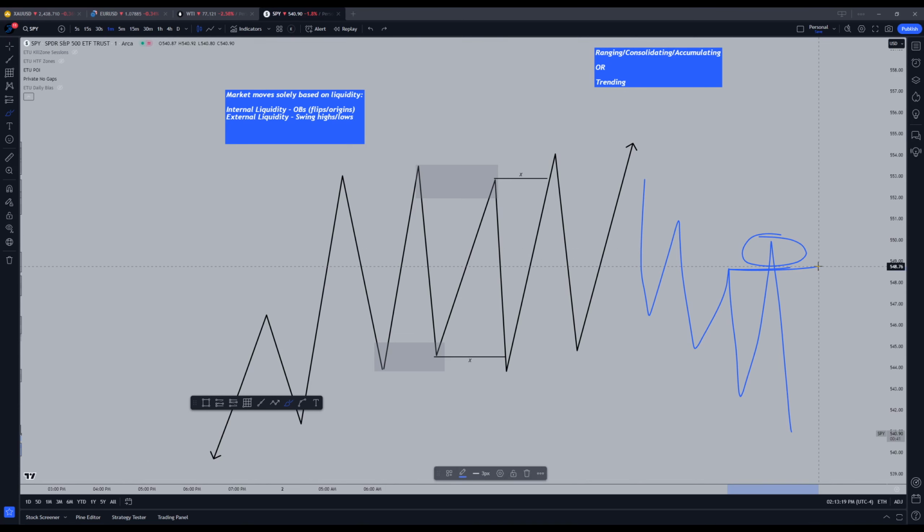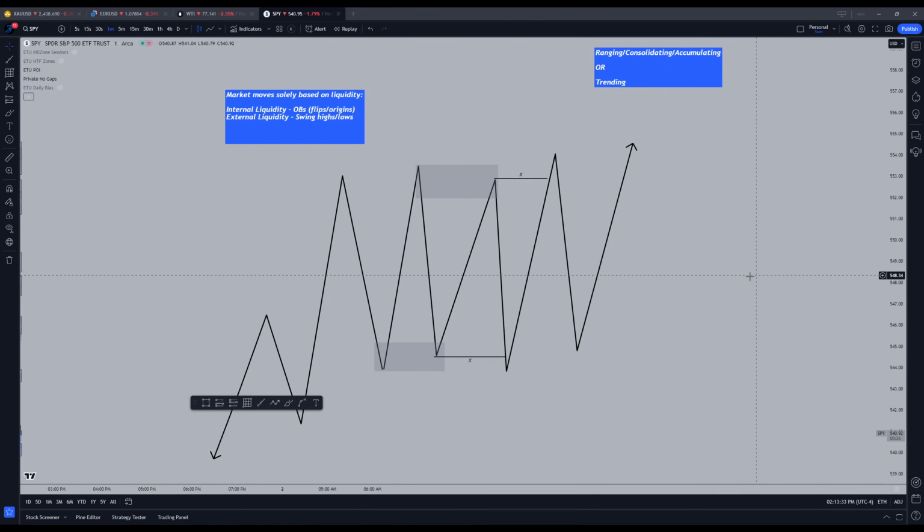So we mark fake break structures or change of characters, you guys know, as sweeps. This is a sweep and we're expecting the low to get taken out. So all sweeps, liquidity sweeps, is fuel to go in the other direction. That's all it is. Just remember that. So for example here, this was just manipulation. This was just a liquidity sweep to fuel the market to go higher.